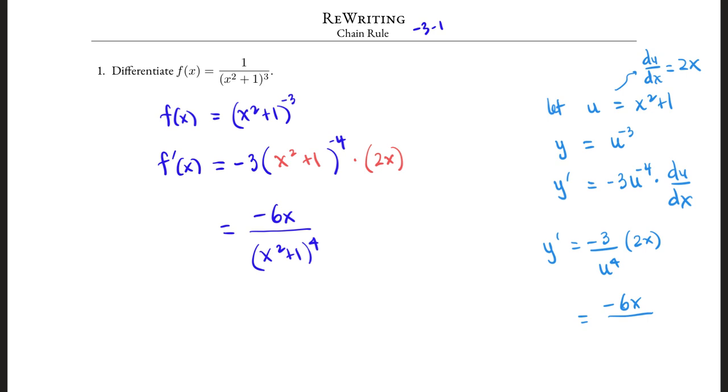But we can't leave the answer in terms of u. What is u? u is x squared plus 1. But this answer is the same as the answer that we obtained before, using two different methods.